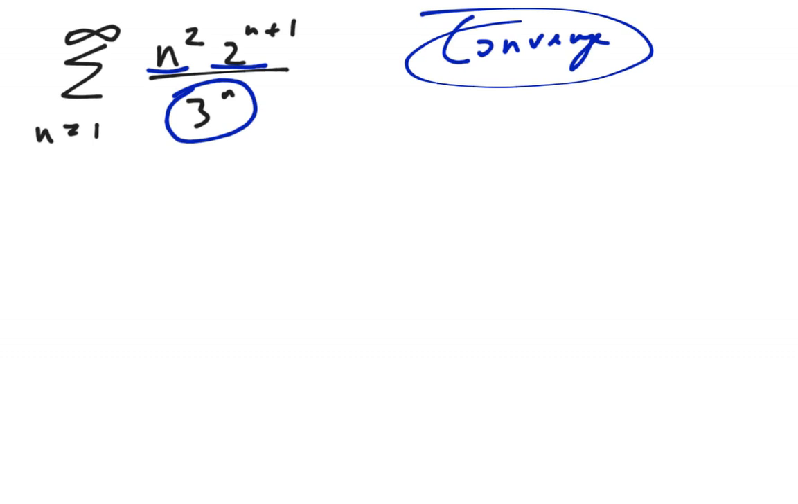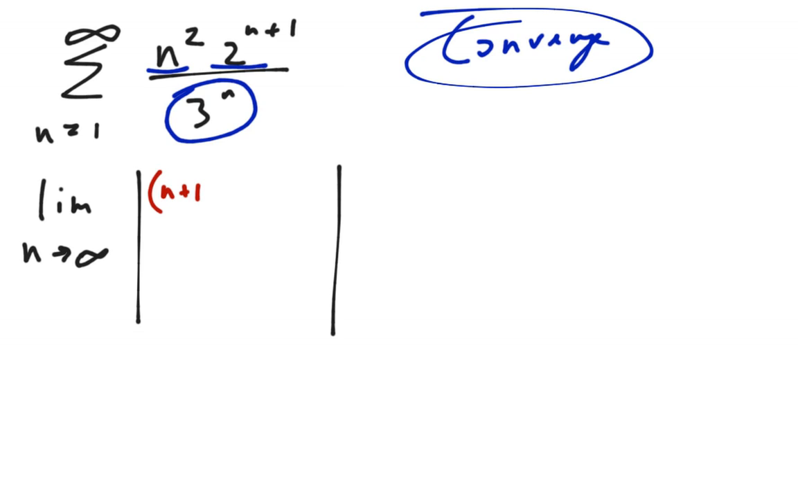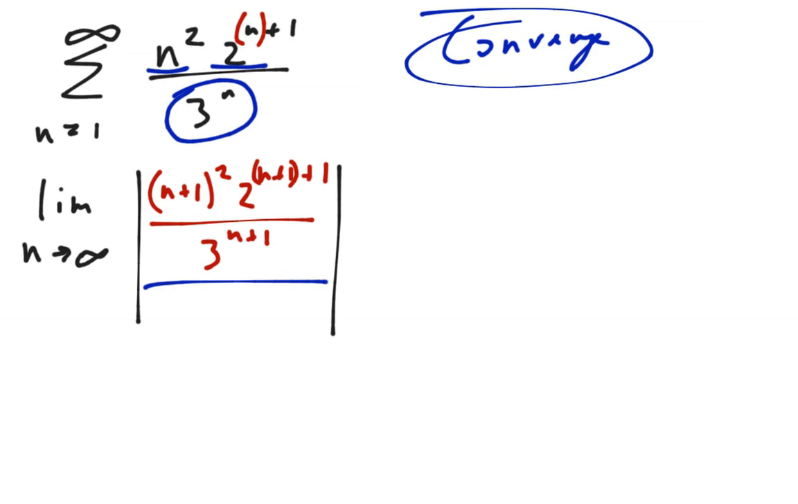So, ratio test, I take the limit as n approaches infinity of the absolute value of, here we go. Now on the top, remember I'm plugging in n plus 1, so it's going to be n plus 1 squared times 2 to the n plus 1 plus 1, right, because it's n replaced with n plus 1, divided by 3 to the n plus 1. Then I'm dividing by a sub n, which is just the normal thing, n squared times 2 to the n plus 1 divided by 3 to the n.